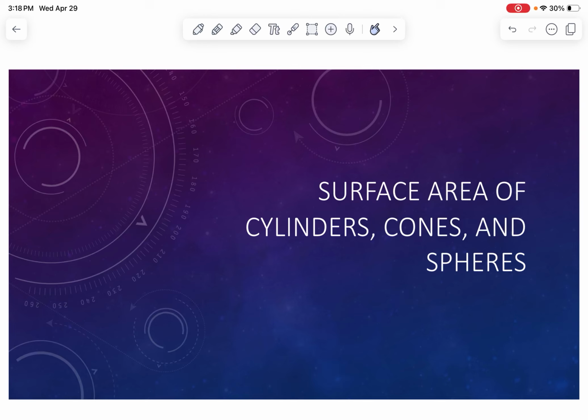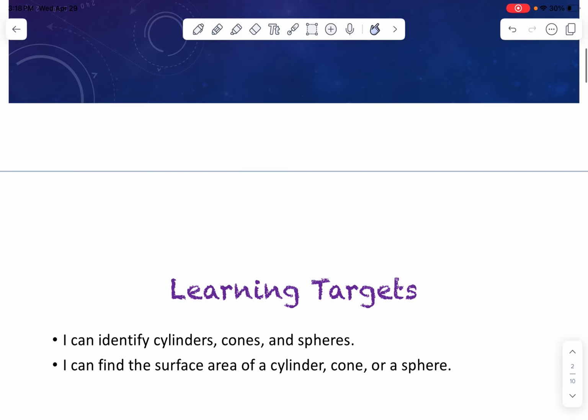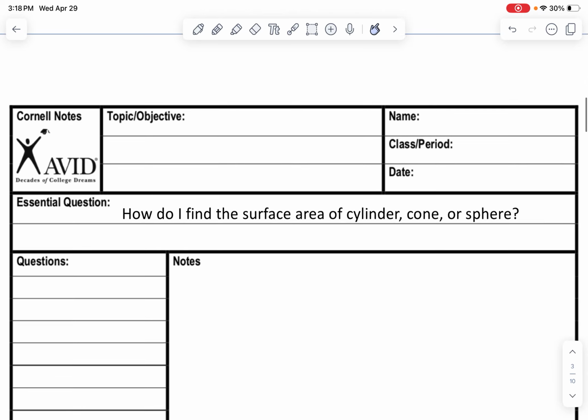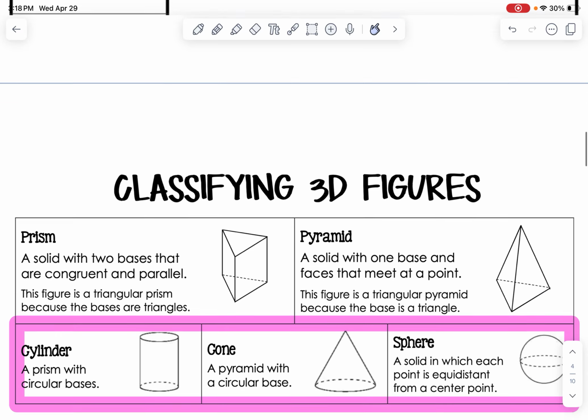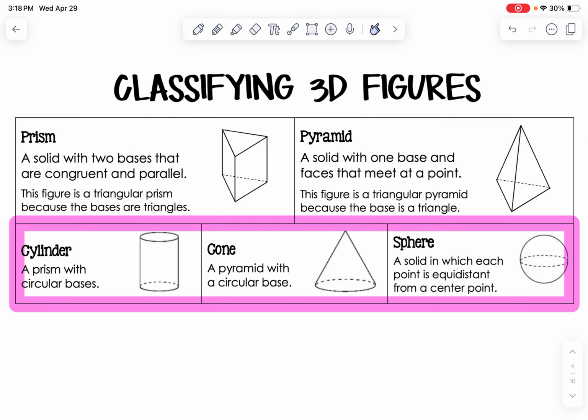Okay, so this lesson is on how to find surface area of a cylinder, a cone, or a sphere. When we're looking at the 3D figures, we're really looking at these three that I've highlighted in pink on the bottom row there. Again, a cylinder is a prism that has two circular bases. A cone is a pyramid with a circular base, and a sphere is a solid where each point is the same distance from a center point.